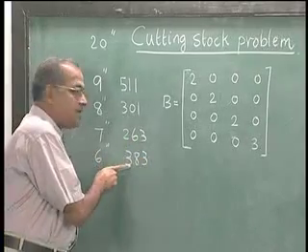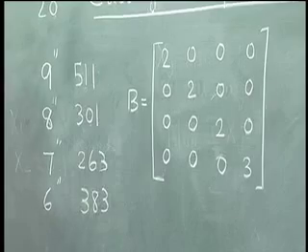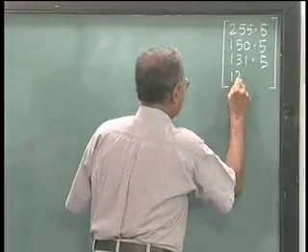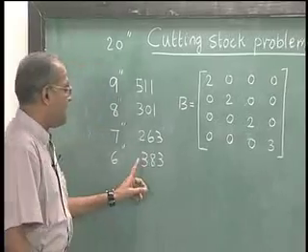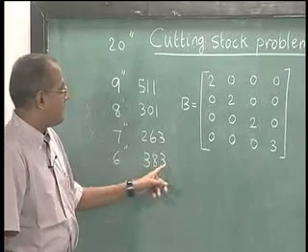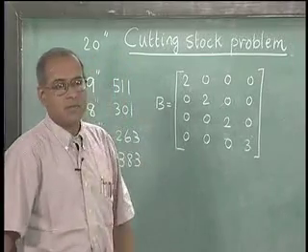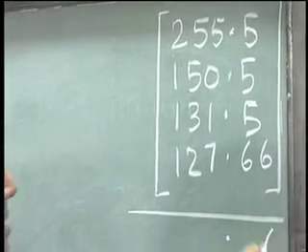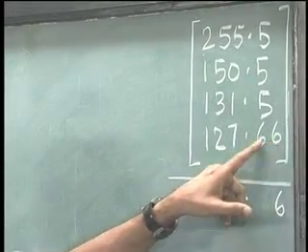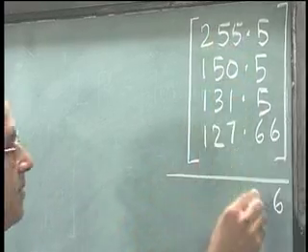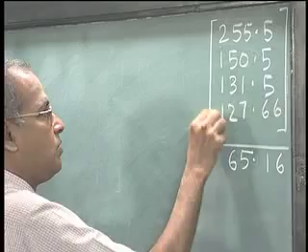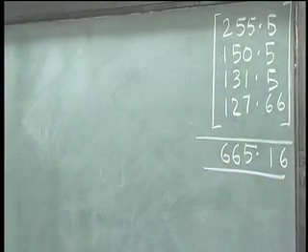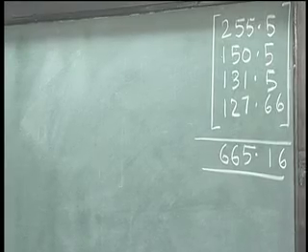Now, 383 has to be divided by 3 because for every sheet we get 3 6-inch. So, 383 divided by 3 is 127.66 sheets that we require. If we follow this pattern, then we would require a total of, right now, let us keep it as 6 6, it is actually 6 6 6 and so on. So, 255.5 plus 150.5 plus 131.5 plus 127.66, we require 665.16 sheets if we use this pattern.